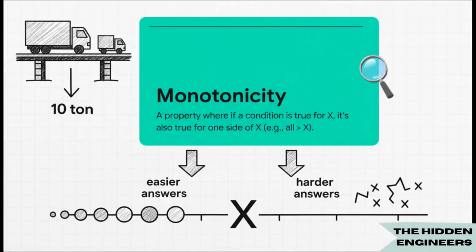So, what's the magic trick that lets us do this? Well, it all comes down to one crucial property: monotonicity. The best way to think about it is like this. If a bridge can hold a 10-ton truck, it can definitely hold a 5-ton truck, right? That's a monotonic property. If some potential answer X works for our problem, then any easier or less constrained answer must also work. That simple logic is the key that unlocks this entire pattern.